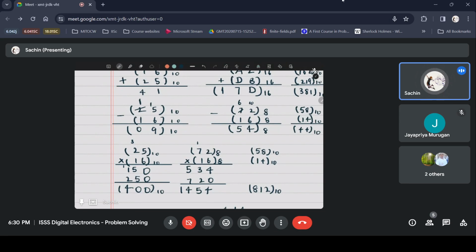And you can verify that 72 base 8 is nothing but 58. 16 base 8 is nothing but 14 base 10. If you subtract, you have to get 44, which is exactly this. 5 into 8, 40 plus 4, it's 44.